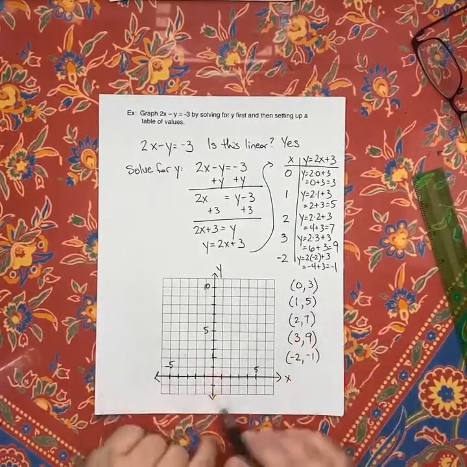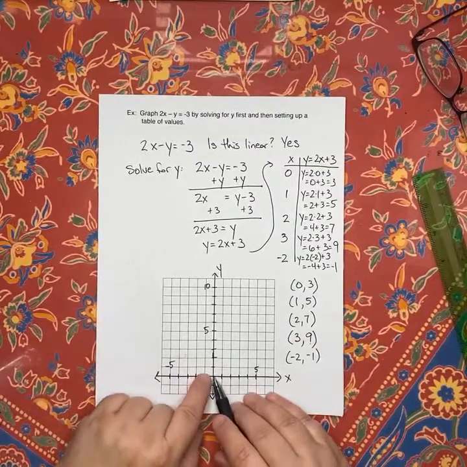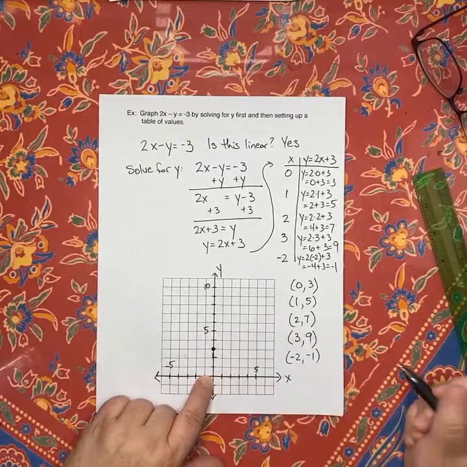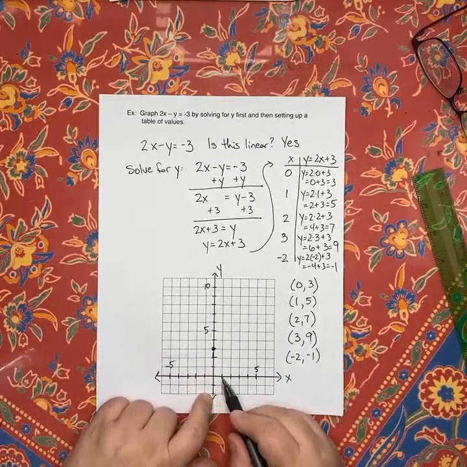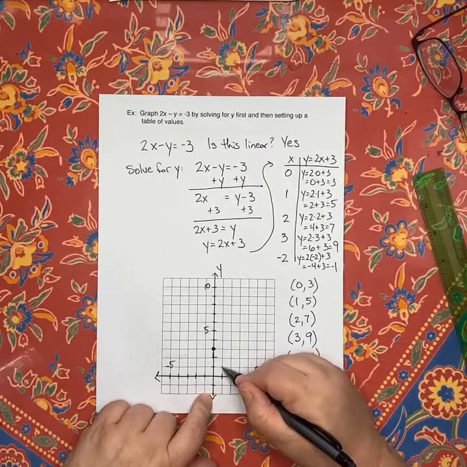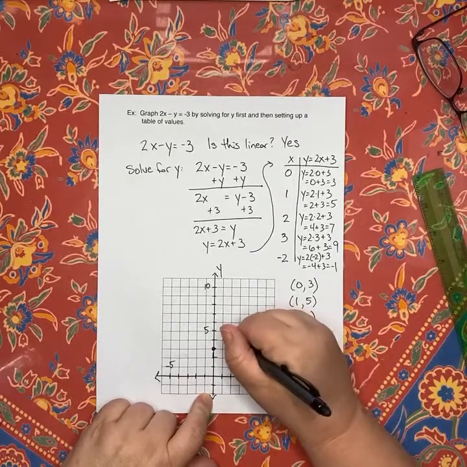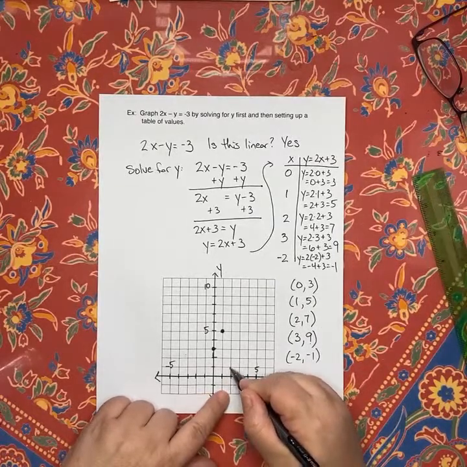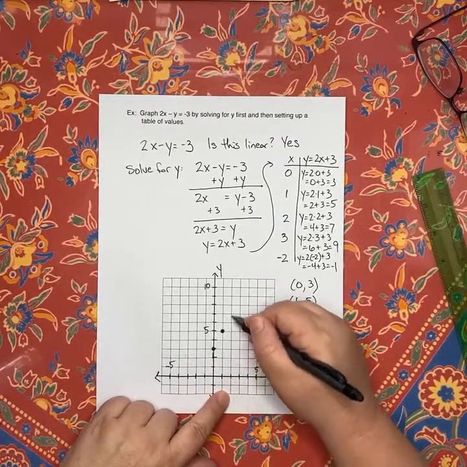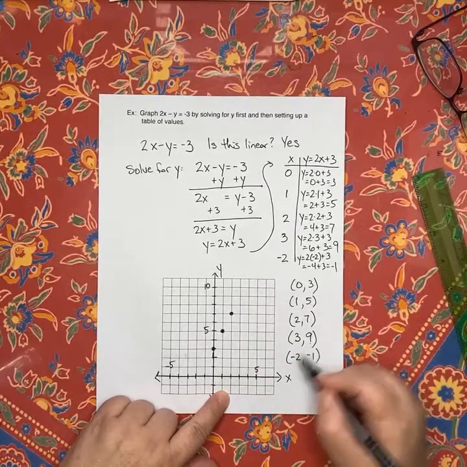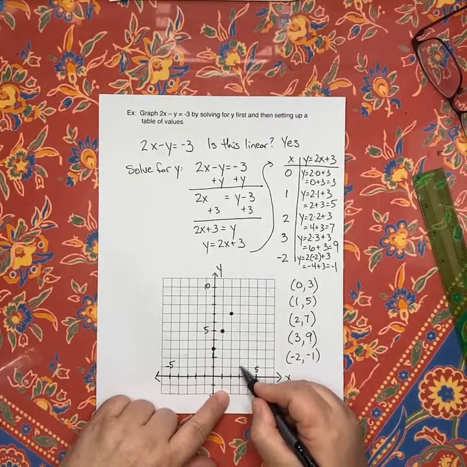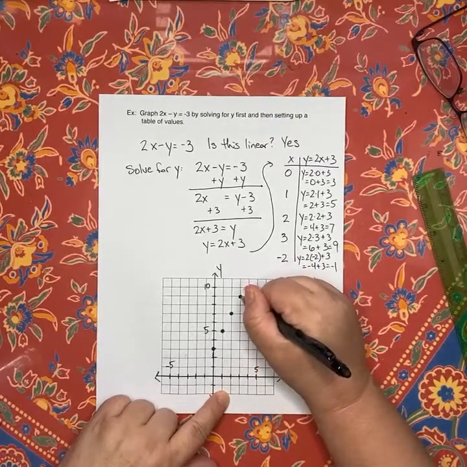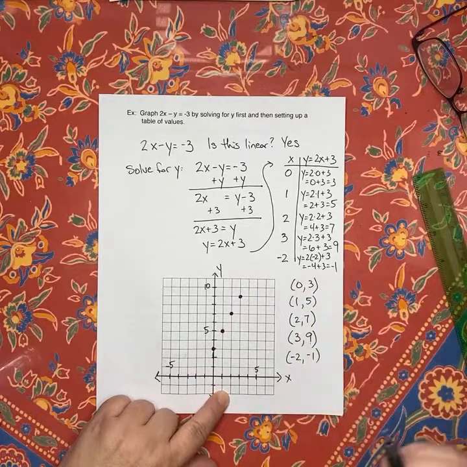Okay, (0, 3), which means nowhere to the left or right. So I start at 0, but I go up 1, 2, 3. There's my (0, 3) point. Okay, (1, 5). Here I go right 1 and up 5. There's my second point. Okay, (2, 7). 1, 2, then 1, 2, 3, 4, 5, 6, 7. There we go. (3, 9). 1, 2, 3, then 1 through 9. Notice so far so good. Those are in a line.